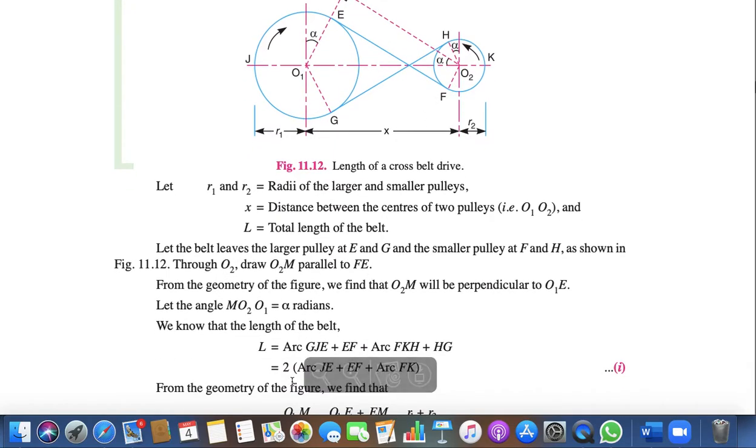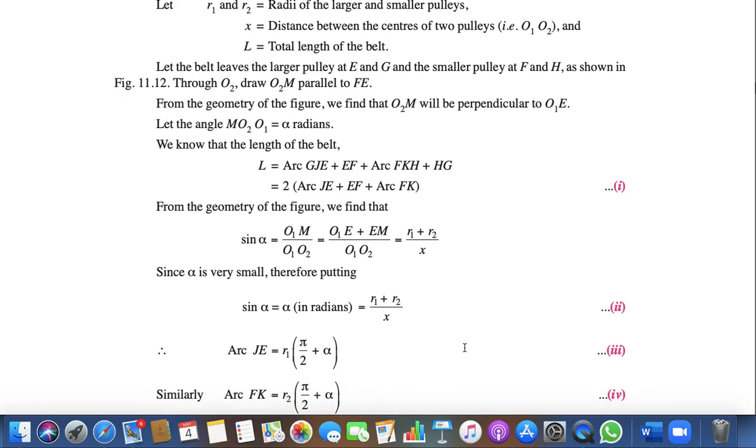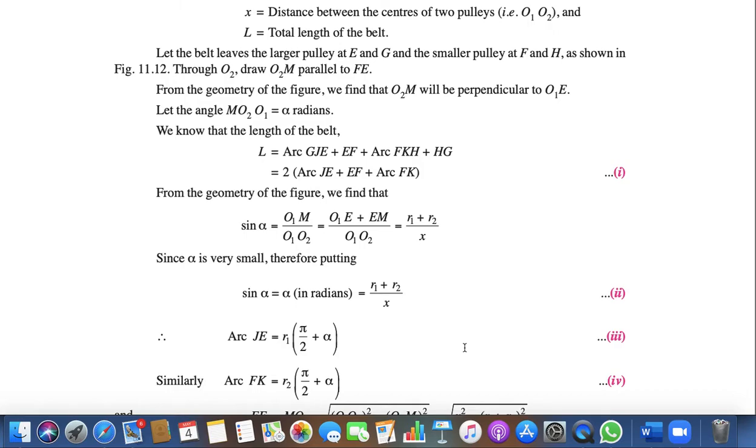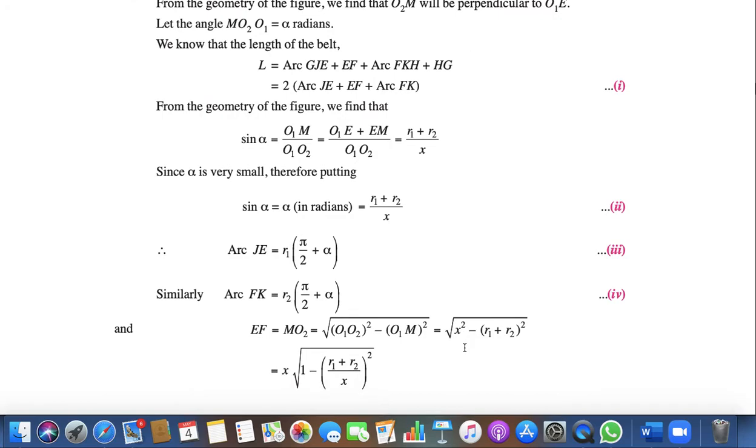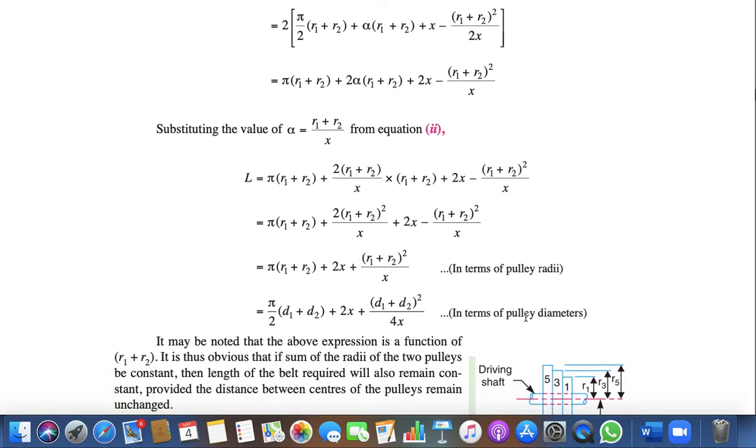As I have told you, you have to calculate L with the help of this: L is equal to arc GJE, EF, arc FKH and HG. With the help of these things, you can calculate the length of the closed belt drive. Again, simple iterations: you have to use your mathematical tools with the help of some geometrical knowledge. Arc JE we have calculated similarly in the above open belt. Then again you will be ready with the equation of L in terms of pulley diameter.